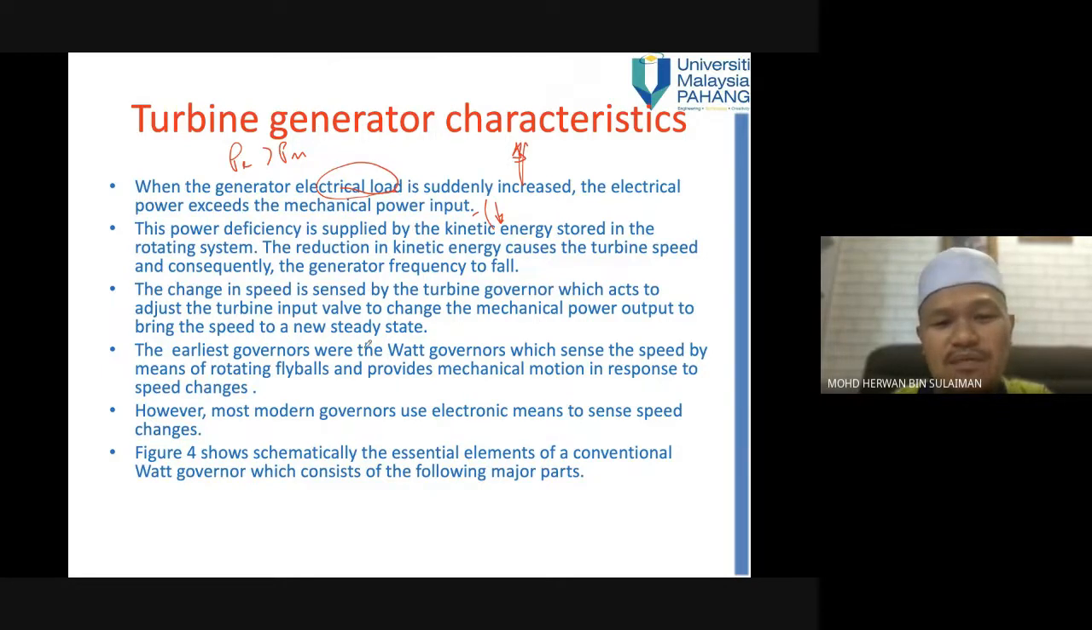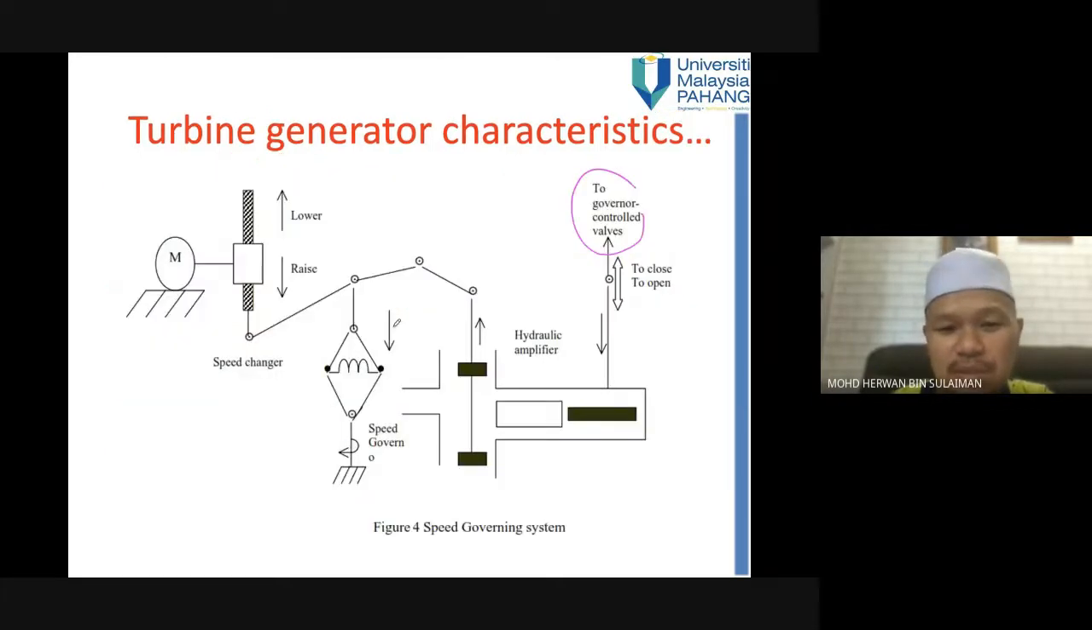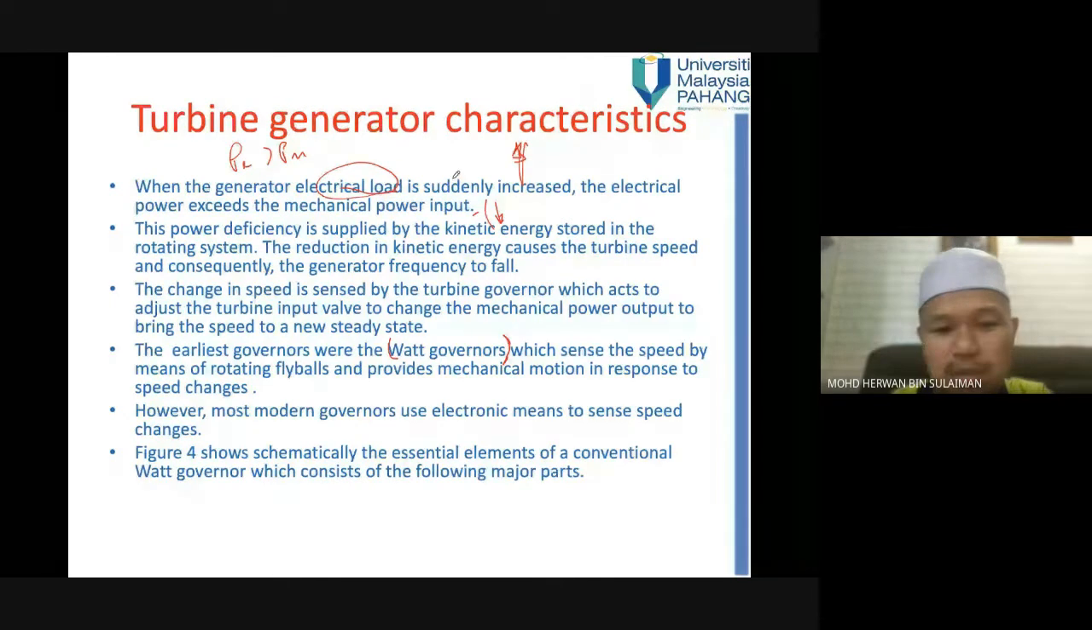So the earliest governors were the Watt governors. Kalau dulu-dulu nama dia Watt governors. Okay, which sense the speed by means of rotating fly balls. Dalam gambar ni lah. Ni adalah speed governing system. Kita guna Watt governors. Okay. However, most modern governors use electronics. Biasa sekarang kita guna electronics, so very sensitive. Kalau berlaku perubahan tu dia akan very sensitive. So figure 4 shows schematically the essential elements of conventional Watt governors.